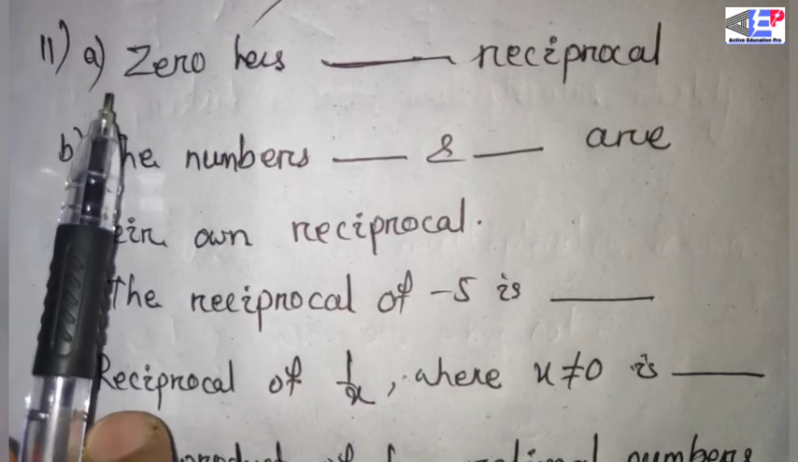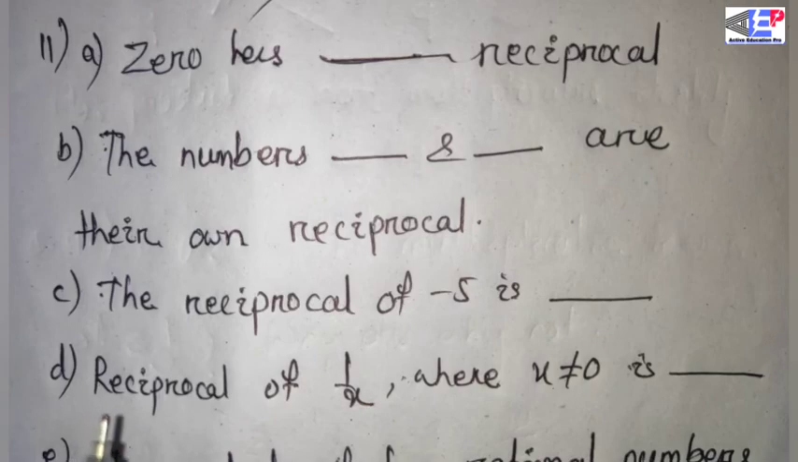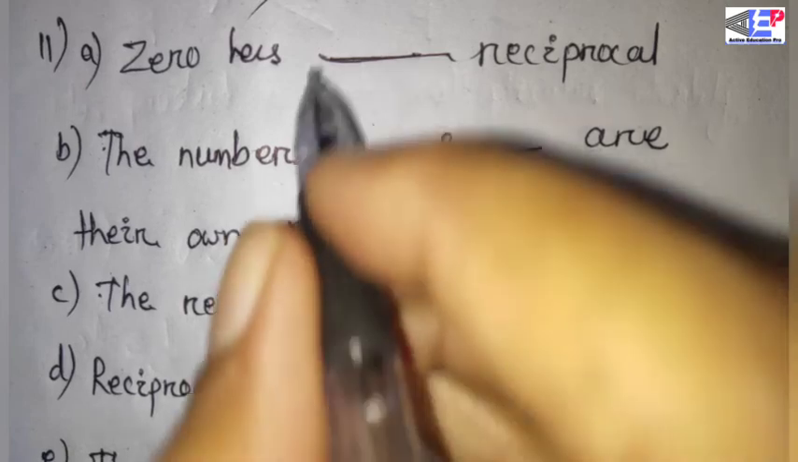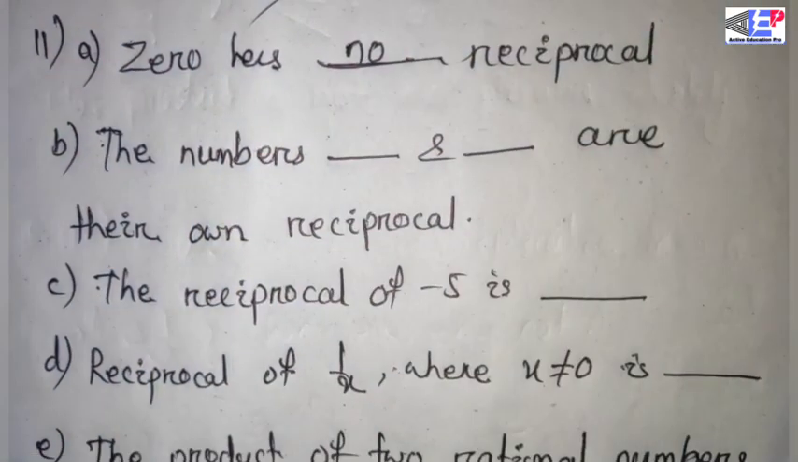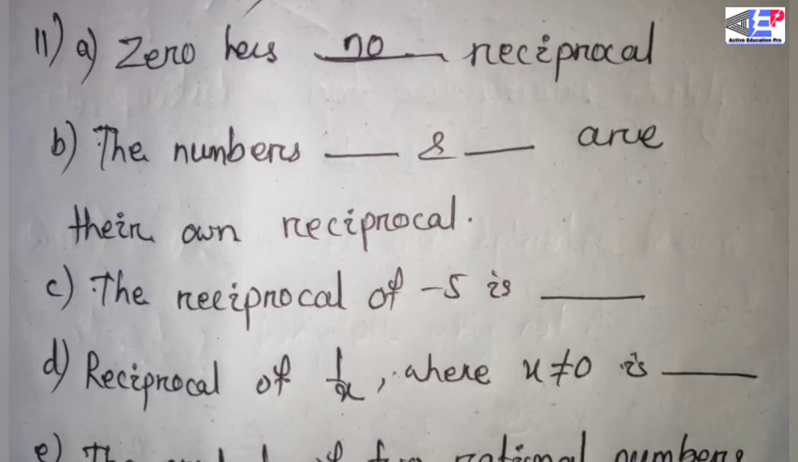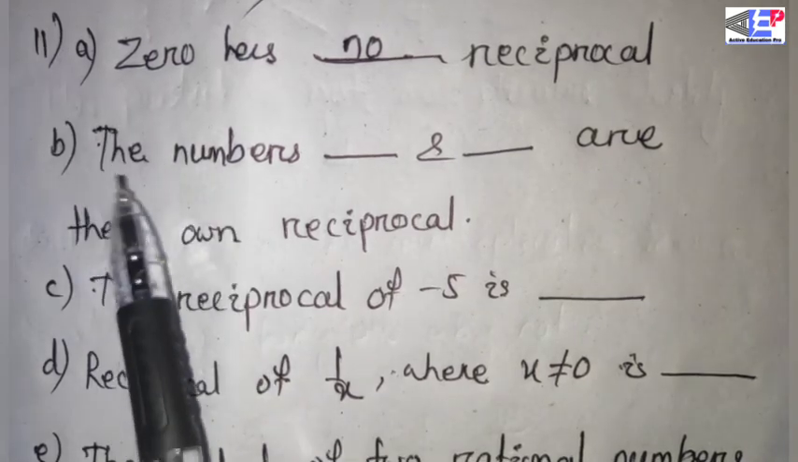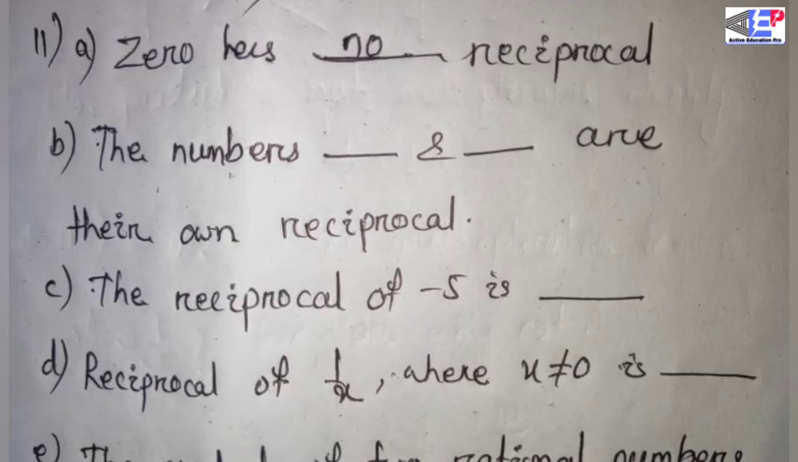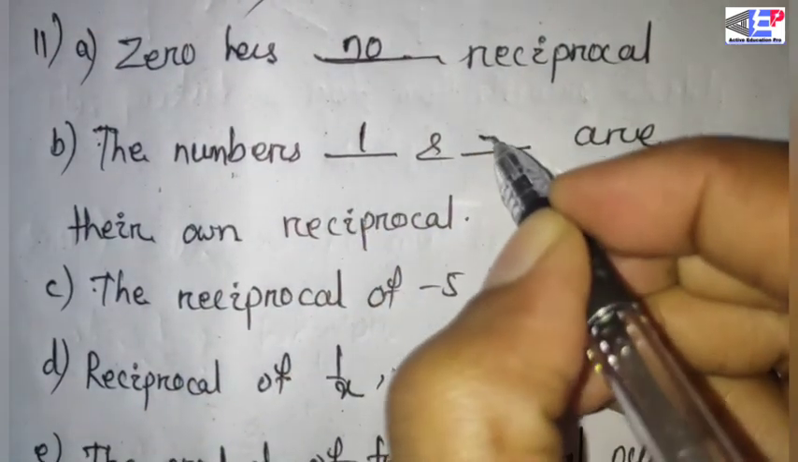First A, 0 has dash reciprocal. In my last question, number 10 bit 1, I told you that 0 has no reciprocal because 1 by 0 is not defined. So 0 has no reciprocal. B, the numbers dash and dash are their own reciprocal. Similar to bit A, this is bit B also. Already we have discussed this problem. The answer is 1 and minus 1.